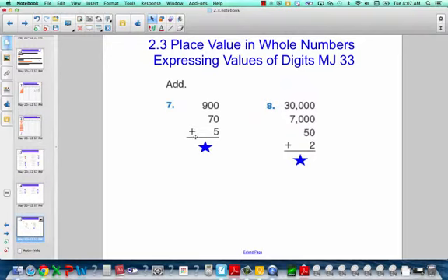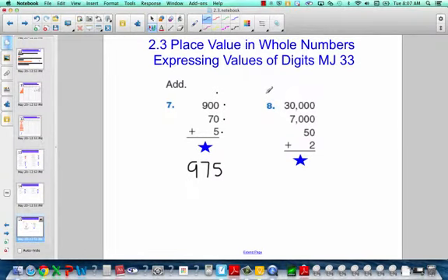All right, now we're going to do some adding. We want to add in columns. So I'm going to start in the furthest column, the ones column. That way, if I need to carry any information, I will be able to. 0 plus 0 is 0. 5 plus 0 is 5. 0 plus 7 is 7. And 9 plus nothing is 9. So we are saying that 975 can be written as an addition problem. 900 plus 70 plus 5 equals 975.